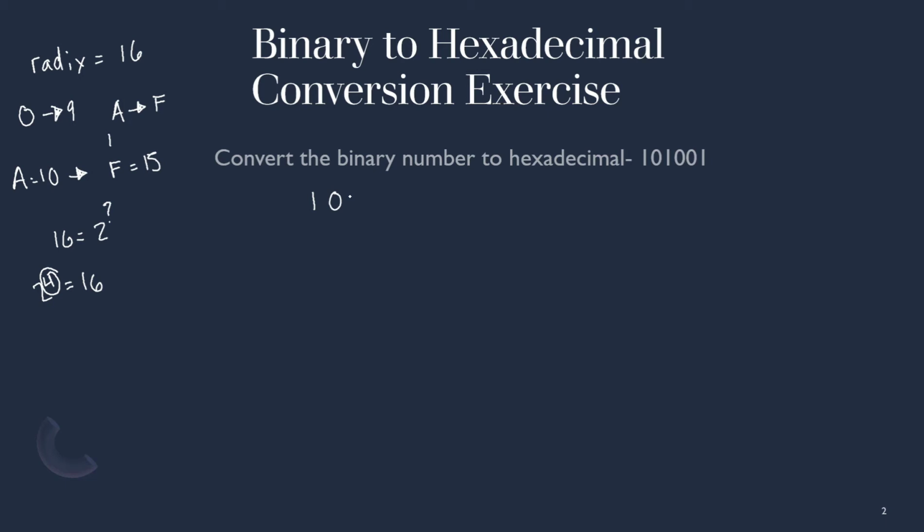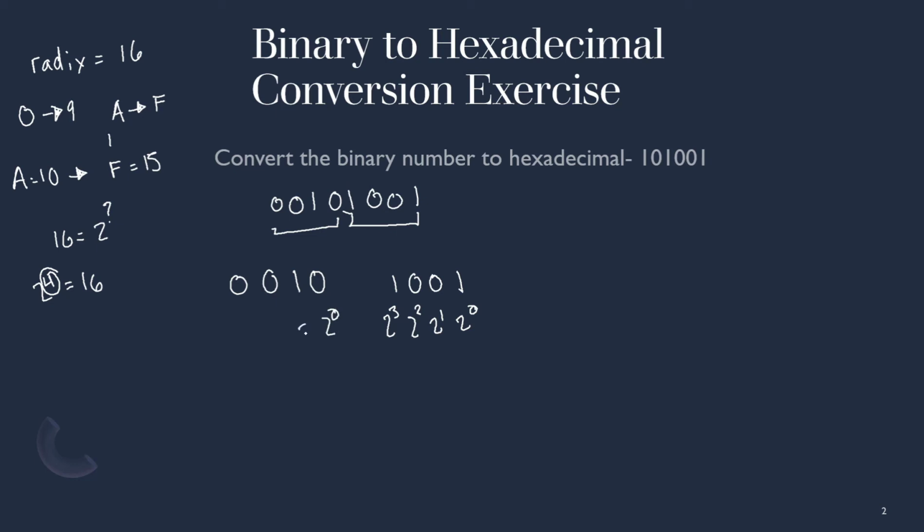1, 0, 1, 0, 0, 1. So what we want to do is get 4 bits, and then for the other ones we want to get 4 bits. And we can just fill the rest of these with zeros. So we're going to separate these: 0, 0, 1, 0, and 1, 0, 0, 1. So we want to have the correct placeholders for it with the correct powers of 2. We're going to do the same thing with the other one.